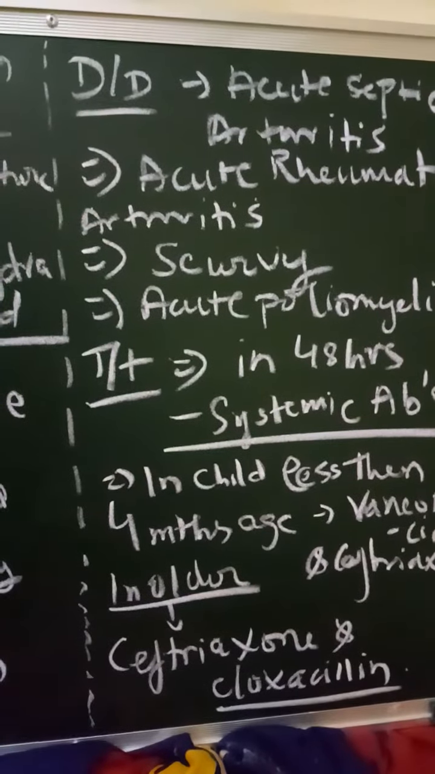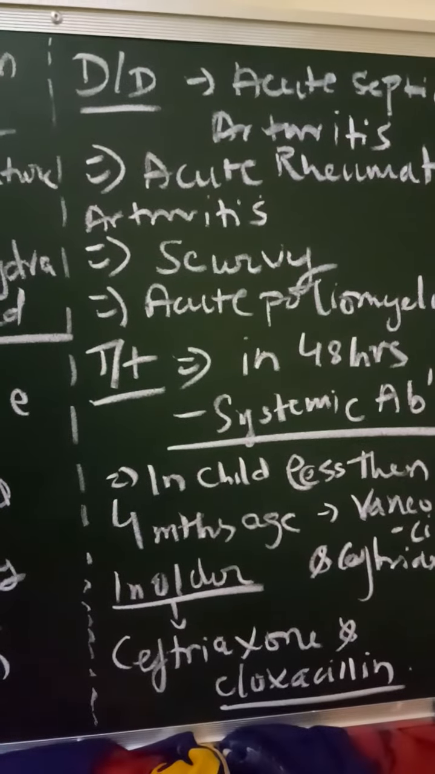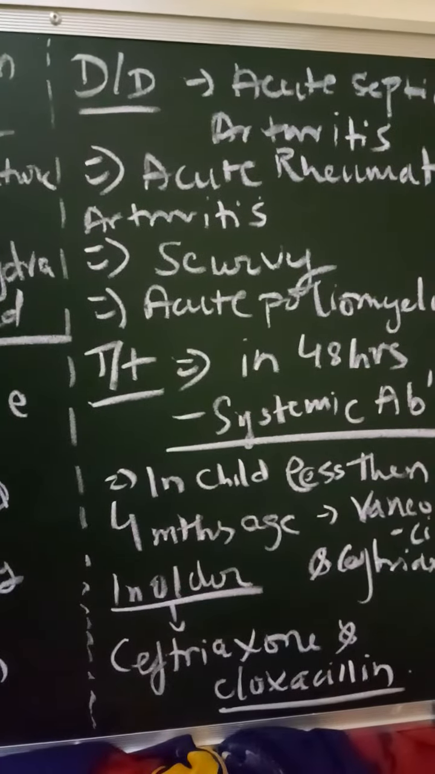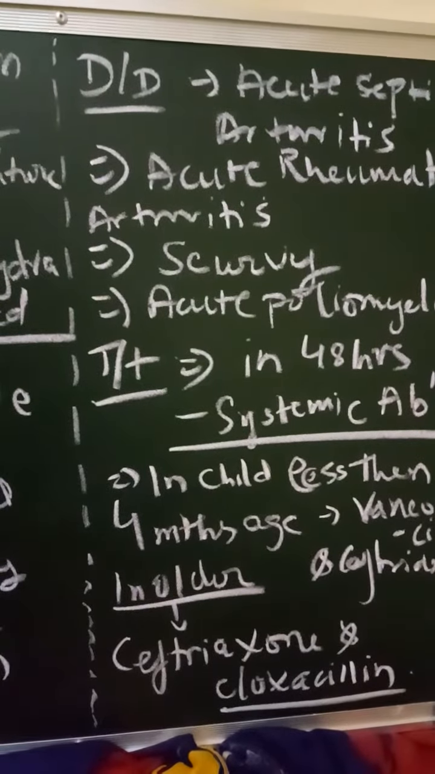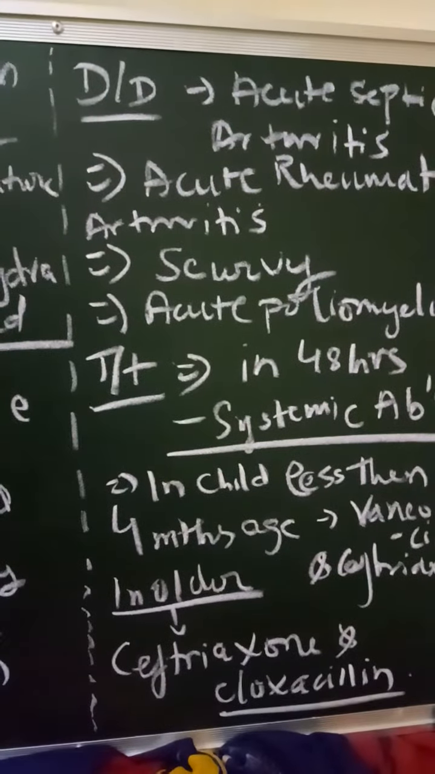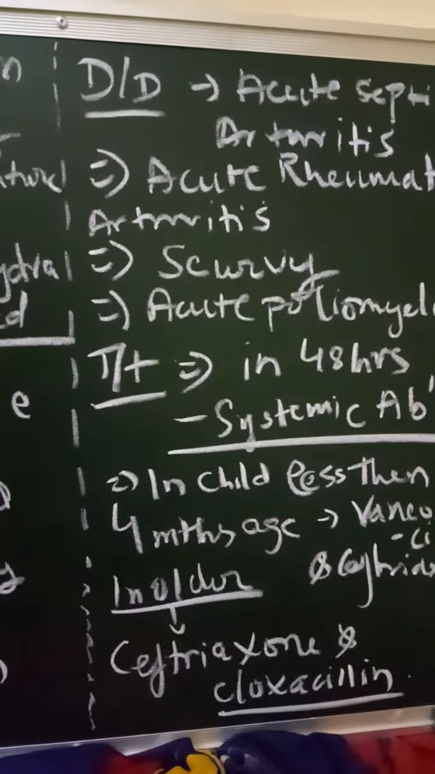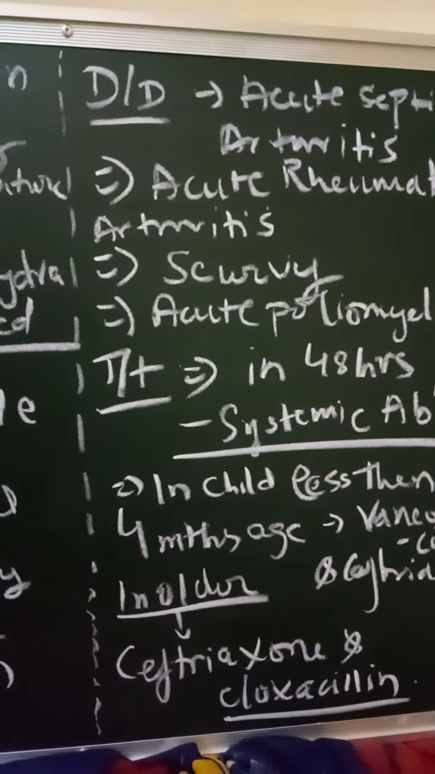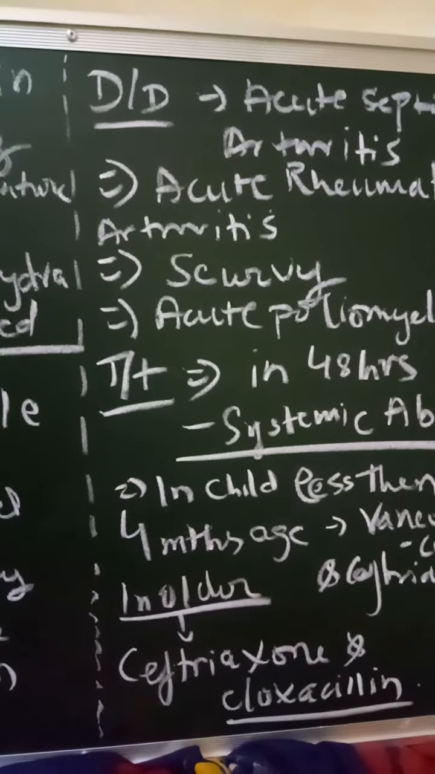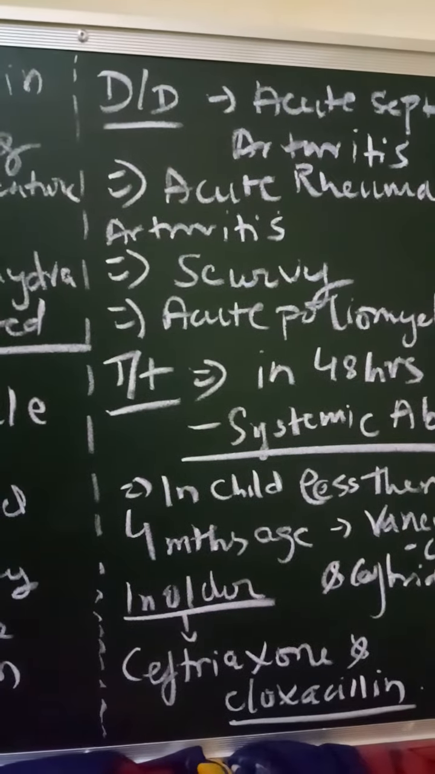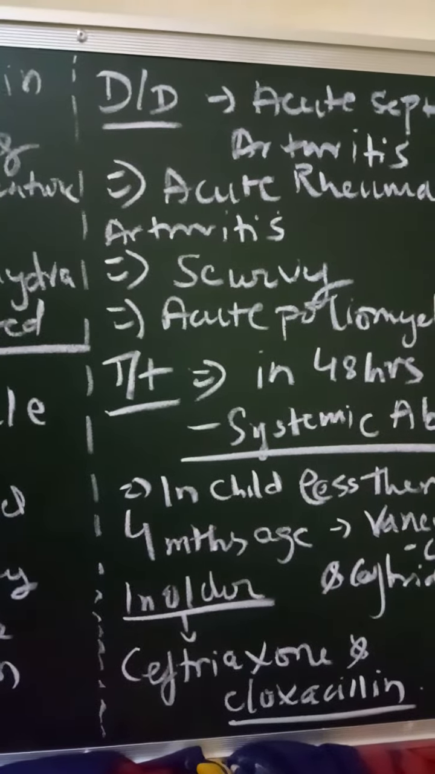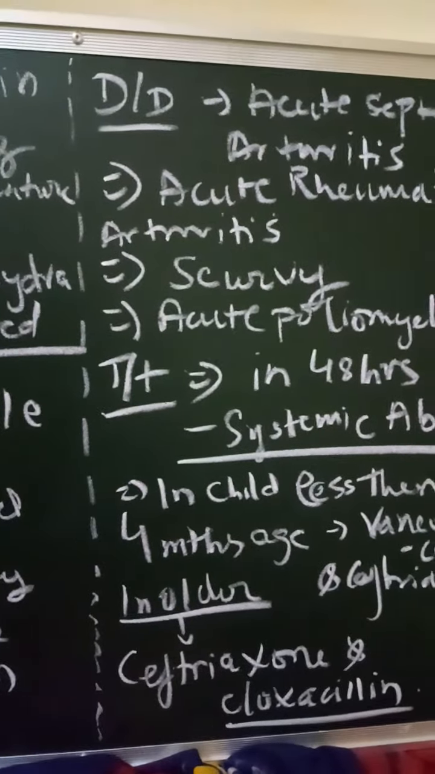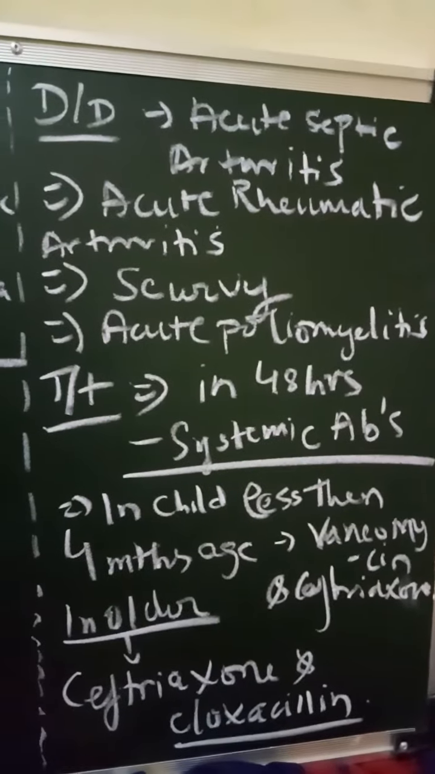The choice of antibiotics varies from center to center and broadly depends upon the age of the child and the choice of the doctor. In less than 4 months of age, a combination of ceftriaxone and vancomycin in appropriate dose is preferred. In older children, a combination of ceftriaxone and cloxacillin is given. As the child improves, the limbs can be mobilized. Weight bearing is restricted for 6 to 8 weeks.